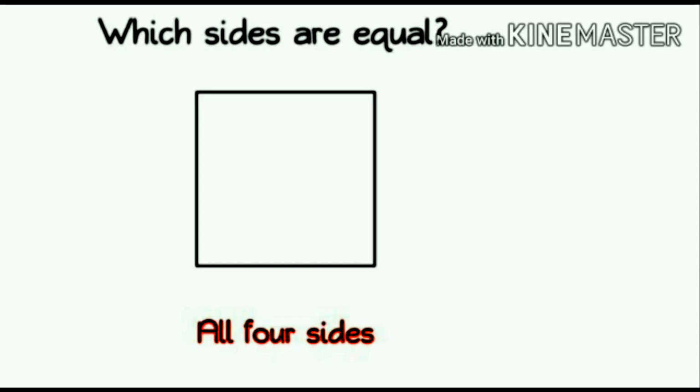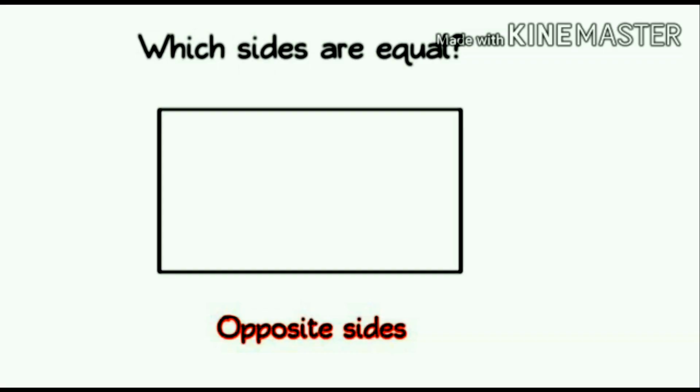Now look at this square. Which sides are equal? All 4 sides. All the sides of a square are of equal length. Now look at this rectangle. Which sides are equal? Opposite sides. The opposite sides of the rectangle are of equal length.